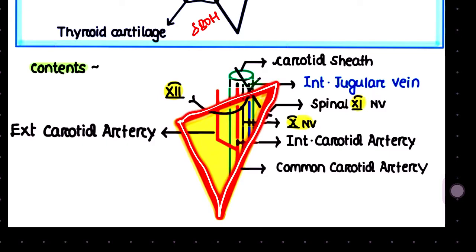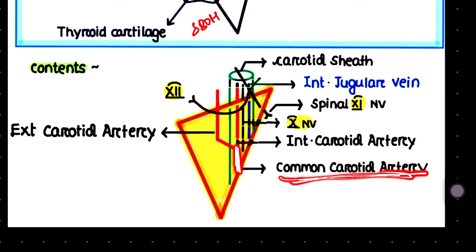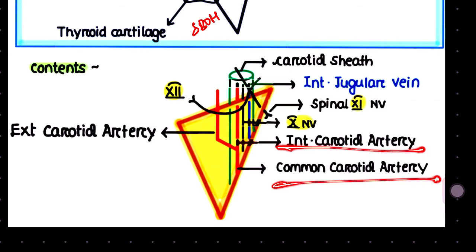Recall why it is called the carotid triangle. It is called the carotid triangle because here we will find the bifurcation of the common carotid artery into the internal carotid artery and the external carotid artery. That's why. Yes, we came to know the contents. Let's say three: common carotid, internal carotid and external carotid.